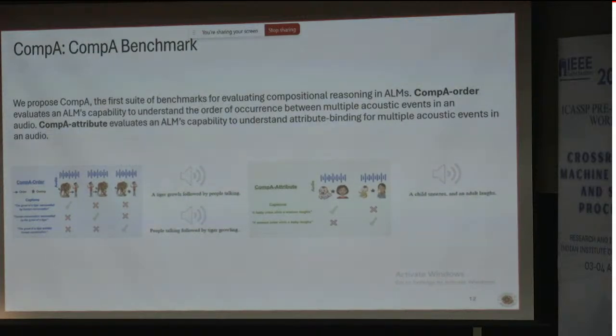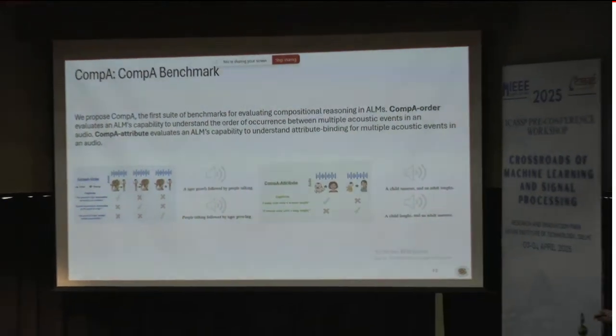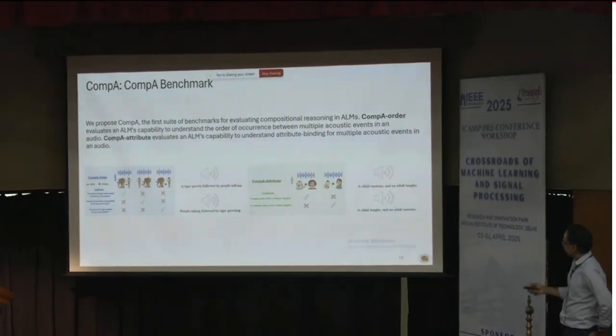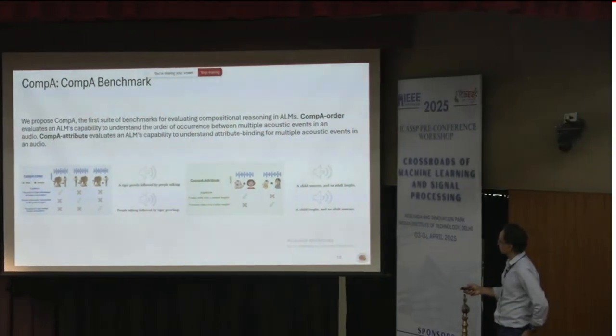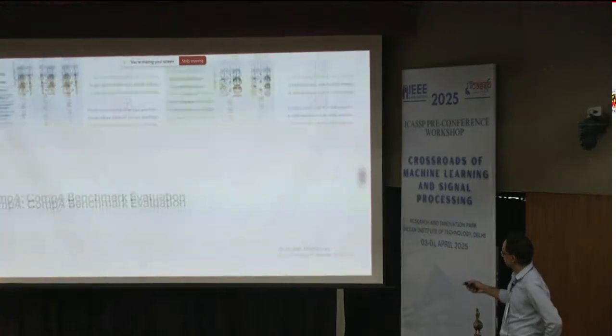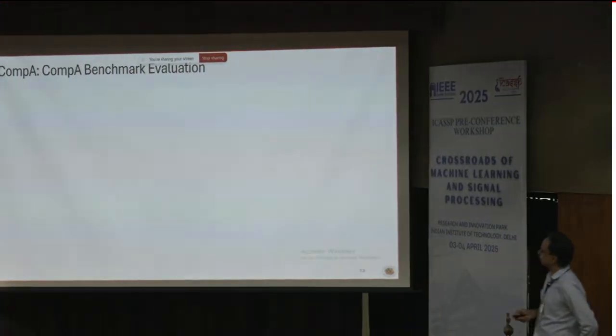Again, you don't hear sounds like this: a child sneezing, an adult laughing, and you see how it comes up here, and a child laughing, an adult sneezing. Again, a similar kind of benchmark. So we create complex benchmarks like that so people can work on compositional audio. This is the first attempt. There are other benchmarks like this. And this is how we do benchmark evaluation.